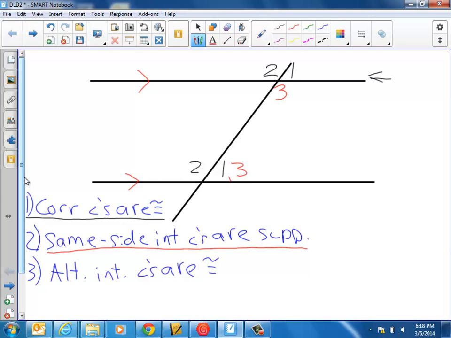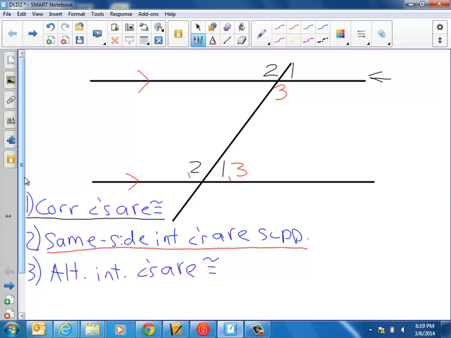Notice that the bottom angle 3 is much smaller. It's less than 90, while the top angle 3 is bigger. It's obtuse. Small bottom 3 is acute. Big top 3 is obtuse. Together they are not congruent, they are supplementary. They add up to 180.